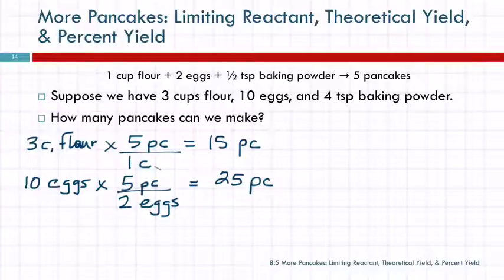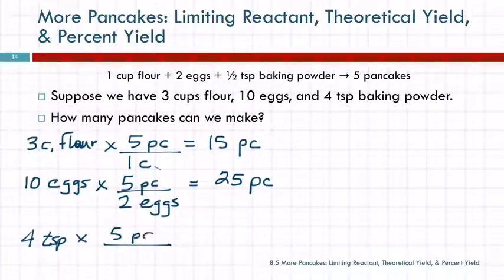And then we've got 4 teaspoons of baking powder. And we can get 5 pancakes for every half teaspoon. Okay, I could write 1/2. I'd rather write 0.5 because writing fractions, especially when they're in the denominator, can get ugly sometimes. So I'm not going to trust my head on this. 4 times 5 divided by 0.5 is 40. We have enough baking powder to make 40 pancakes.